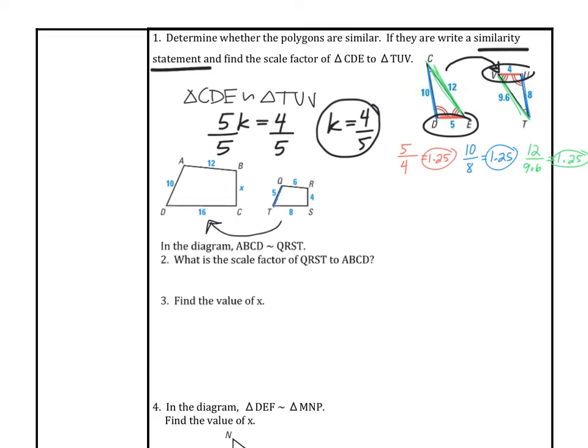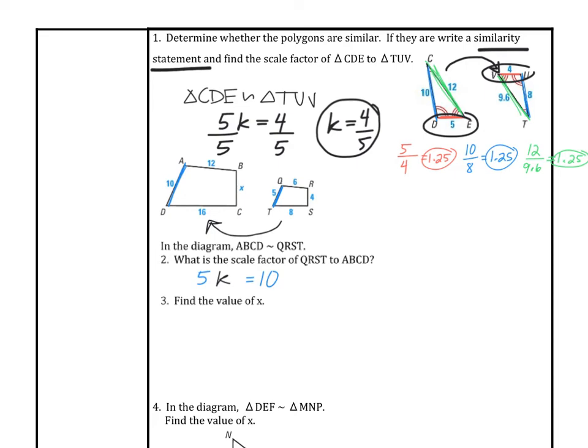So QT and AD, those are corresponding sides. They should be proportional to one another. And you can look at all the sides. You should see that there's a pattern here. To go from 5 to 10, you multiply by some scale factor k. Think to yourself right now, what would I have to multiply by to get from 5 to 10?